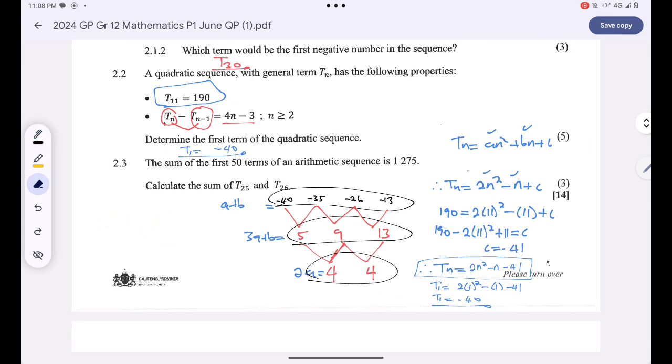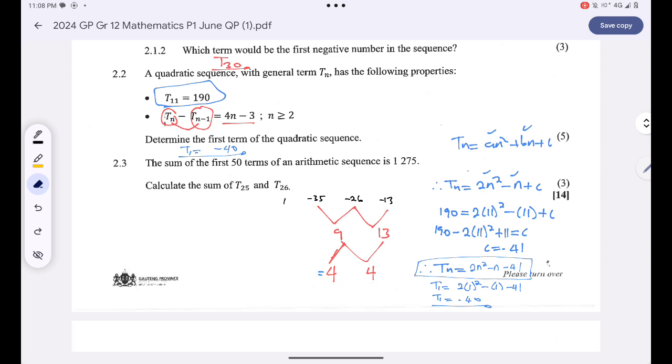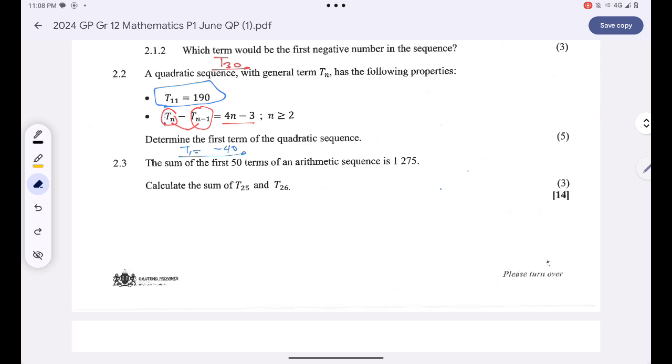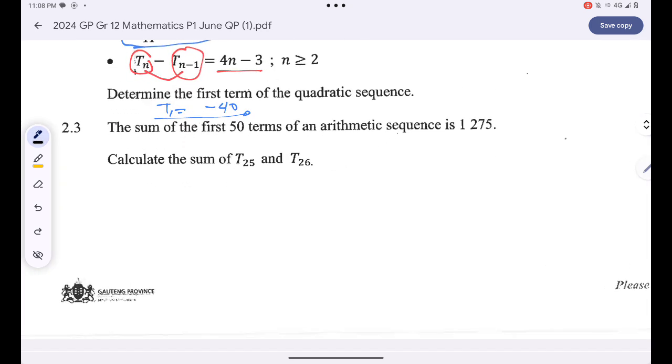We are told that the sum of the first 50 terms of an arithmetic sequence is equal to 1275. They want us to calculate the sum of the 25th term and the 26th term. Okay, let's just do so.